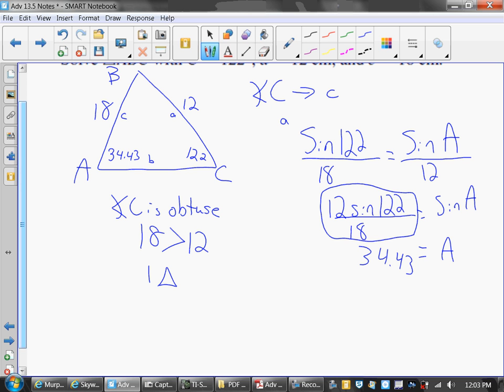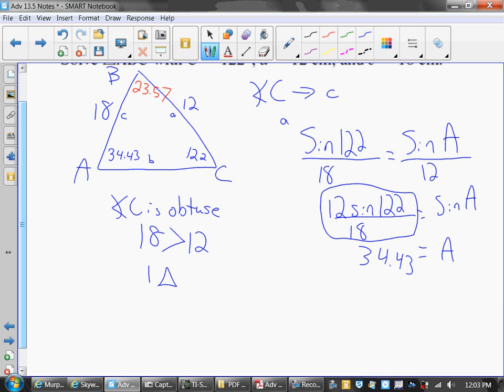How do I solve for angle B? Add them up, subtract from 180. So 180 minus 122 minus 34.43 gives you 23.57.